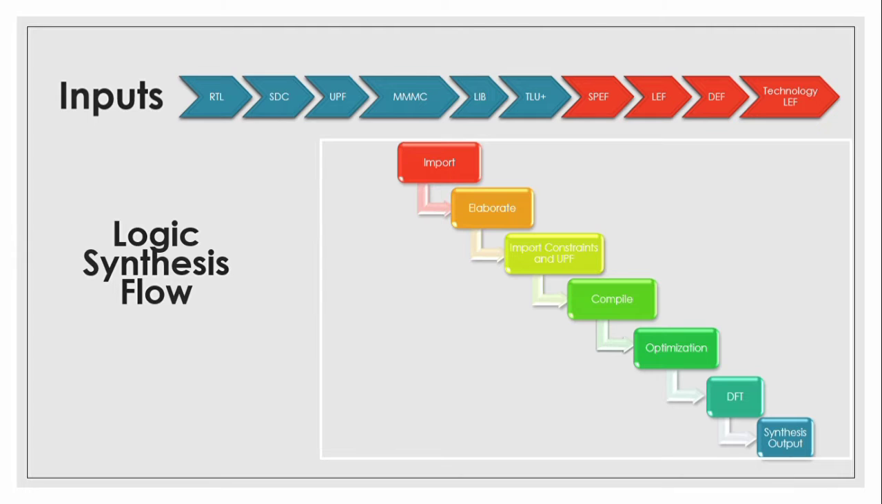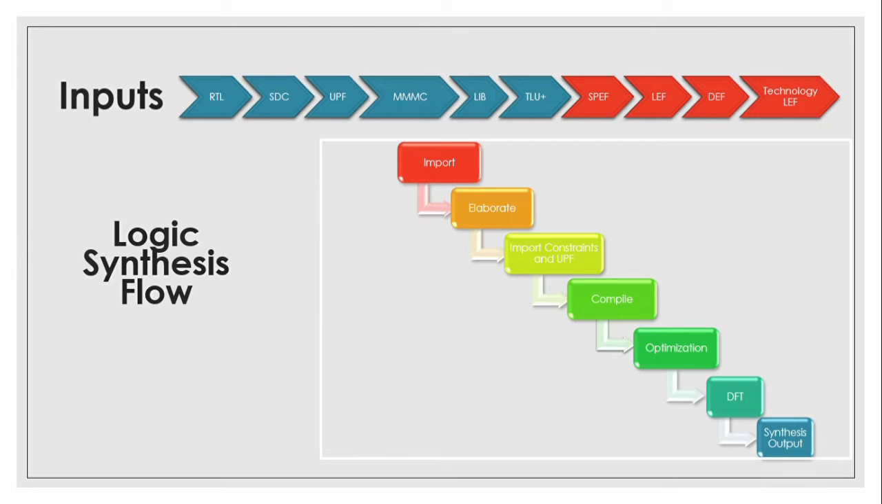Then comes MMMC, which contains all the scenarios. Basically it contains the delay corners and the constraint modes. All this information will be given in the MMMC file to get analysis views. And then we'll have a timing library, or we call it a logical library, for the standard cells and macros. All the timing and power information will be given there.